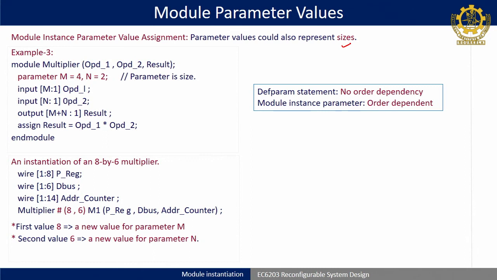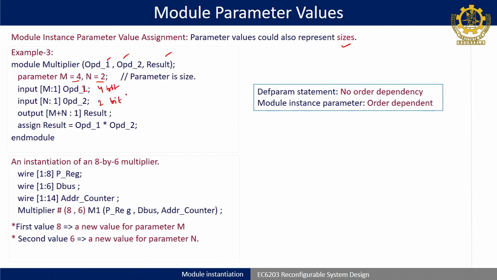Okay. So, now what I have done is I have taken another example: multiplier, operand 1, operand 2, result. Parameter m is 4, n is 2. Now, input [m-1:0] is operand 1, so 4-bit operand 1 and 2-bit operand 2.